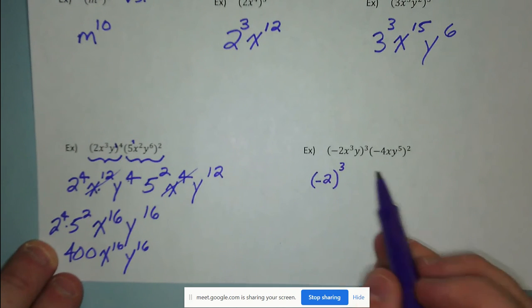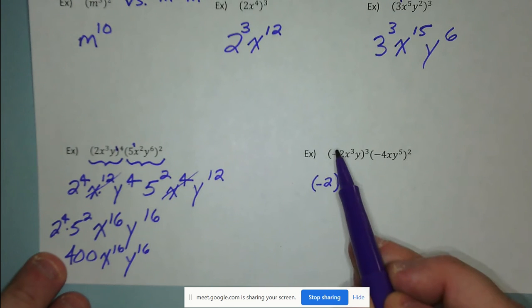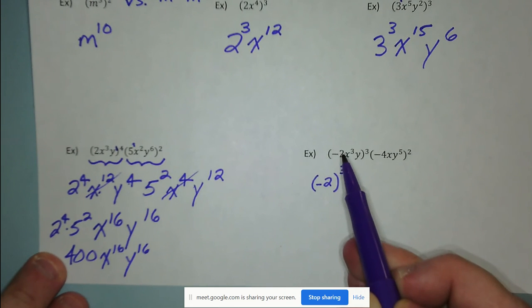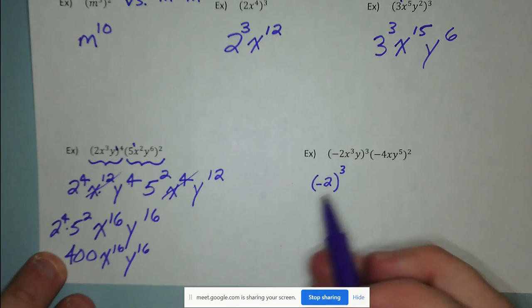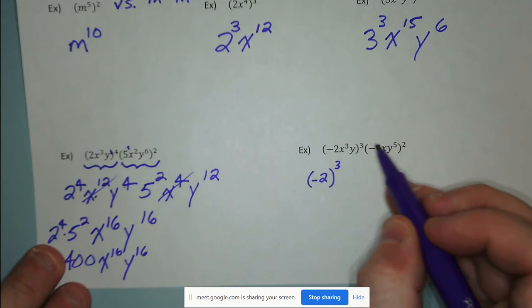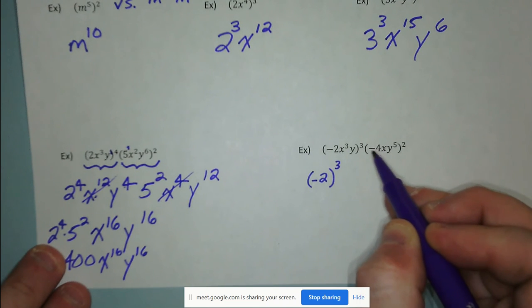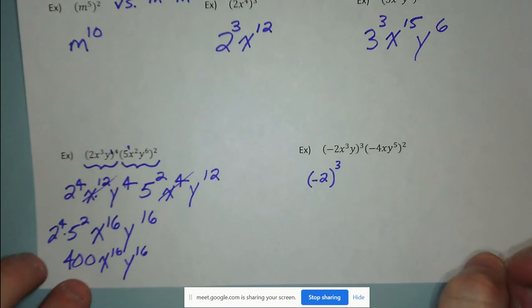Don't let that negative cause you too much grief. I mean, yeah, we're technically raising -2 to the third power, not just the 2, but it's a -2 technically. So that's important to recognize. And then sort of the same thing over here. When you eventually do this number to the second power, it's technically a -4, not just a 4, okay?